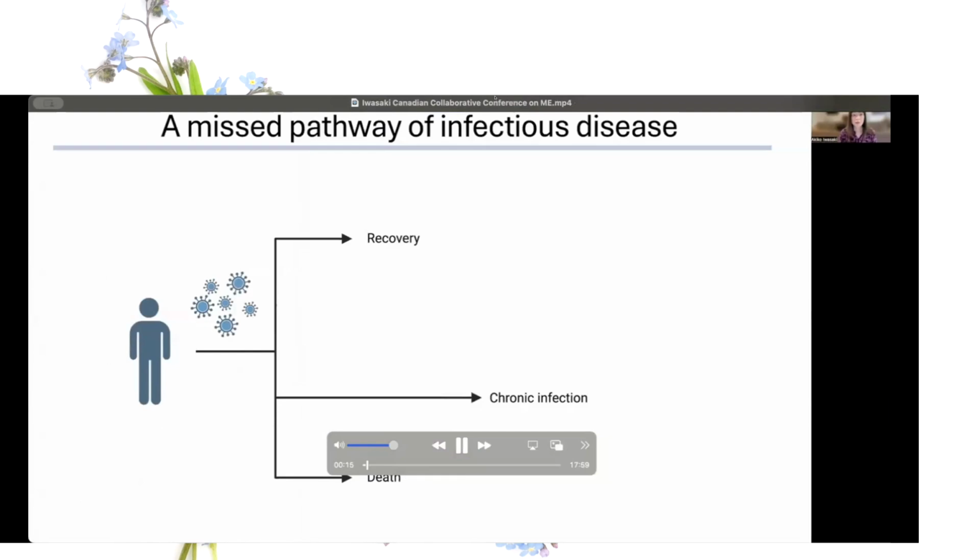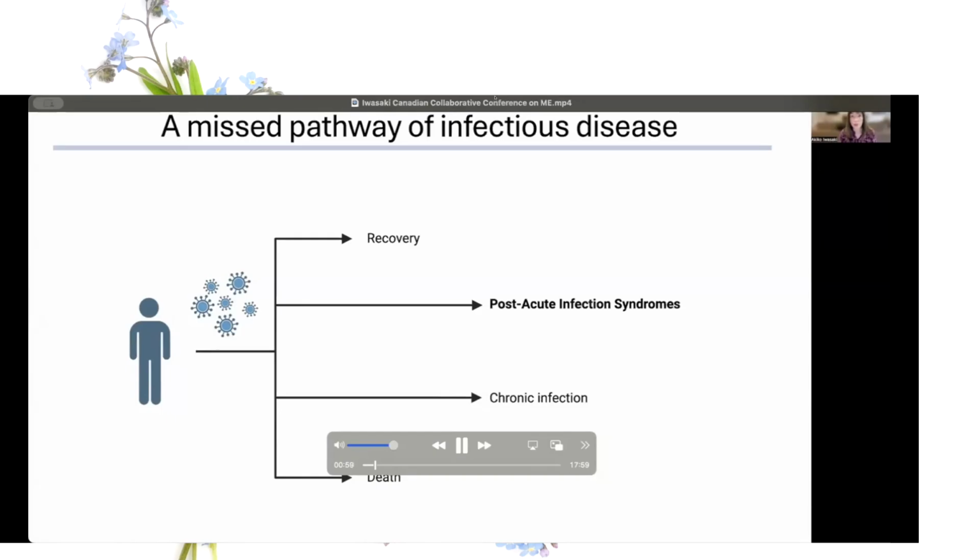So in the field of infectious disease and immunology, after an acute respiratory virus infection, there are thought to be 3 possible outcomes of the infection. One is full recovery. The other extreme is death. And in some cases, you could establish chronic infection. However, there is a 4th pathway of infectious disease outcome that the field has not paid much attention to until recently, which is these post-acute infection syndromes that occur after the acute phase of the infection.